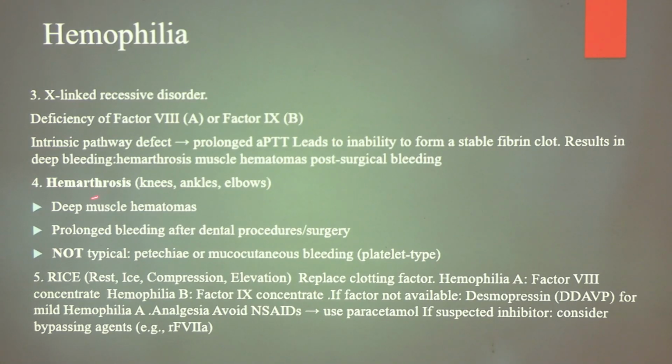And then this is hemarthrosis. In the history there was a warm, swollen knee, right? So we call it hemarthrosis. It can be seen in the big joints like the knee joint, then ankle, then elbows. There are deep muscle hematomas because of bleeding, which accumulates, so there will be a hematoma. There is no petechiae or mucosal bleeding. The management part is not so important for you, but if you are interested you can just read.